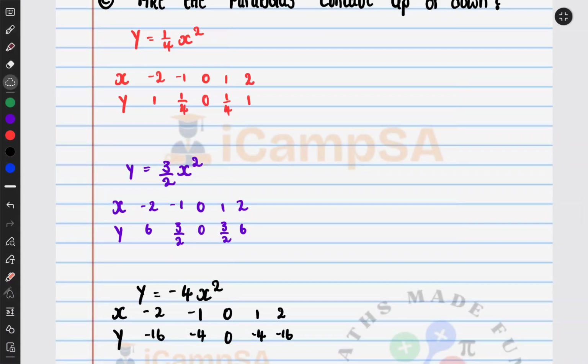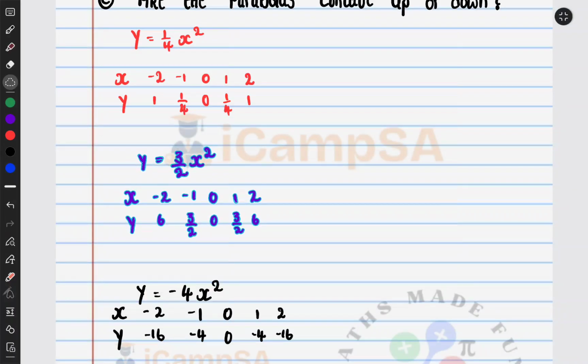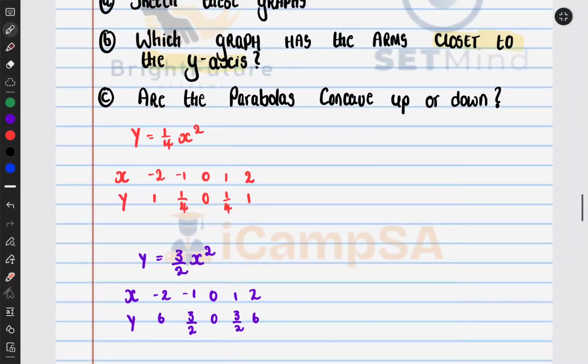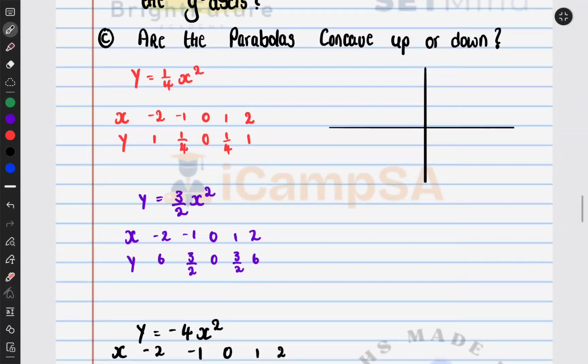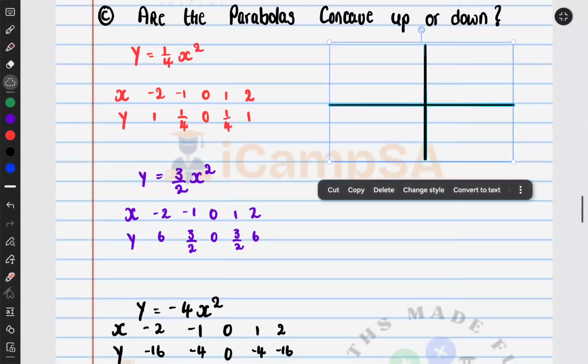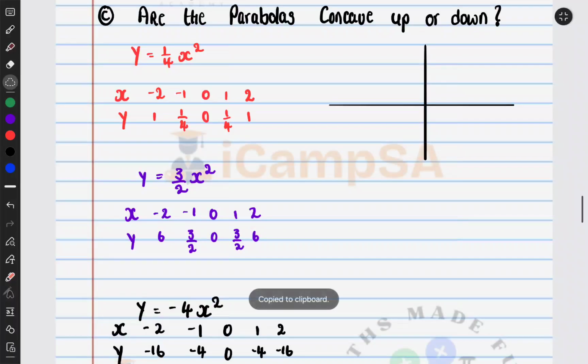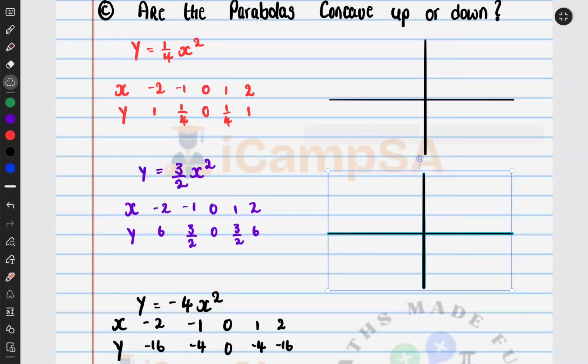So those are the values. Now let's sketch these functions. Let's sketch these functions. Okay, and then we'll just copy. It's 3 different functions.